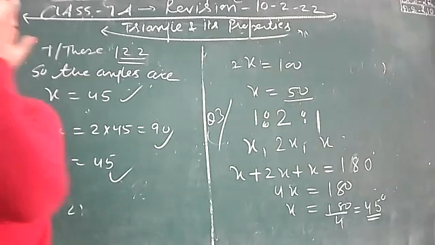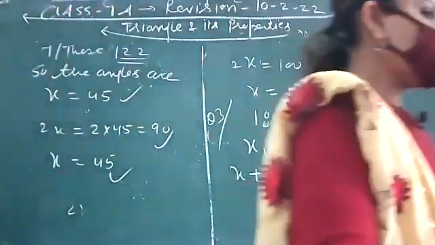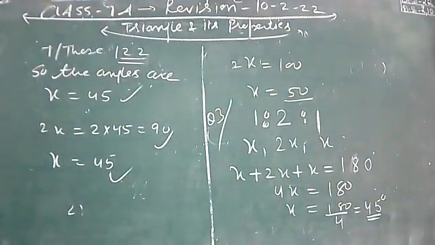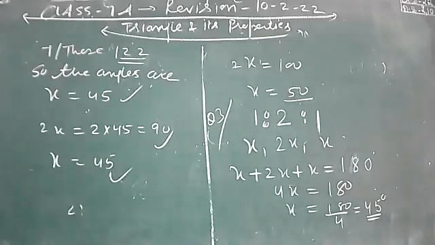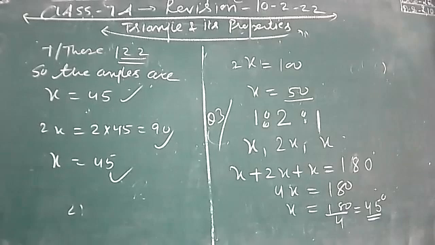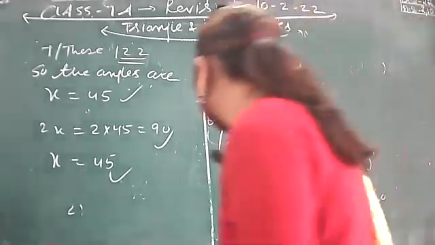चलिए, so this is all about the angle sum property and exterior angle property, right? These two exercises, they are based on angle sum property and exterior angle property. Now the next that we will start, that is the Pythagoras theorem. Let us start.